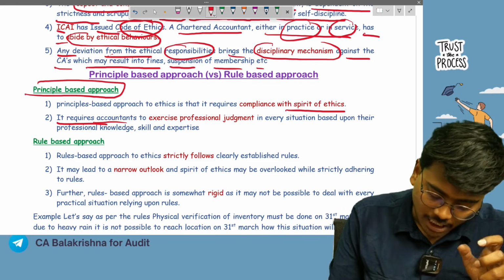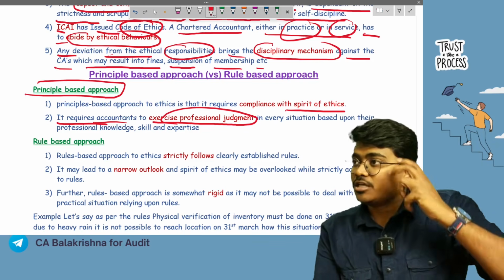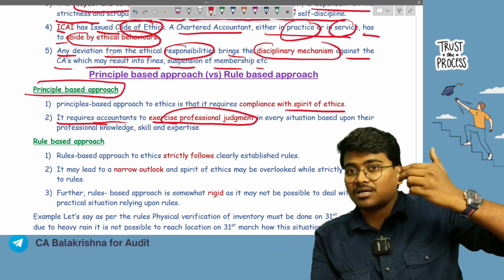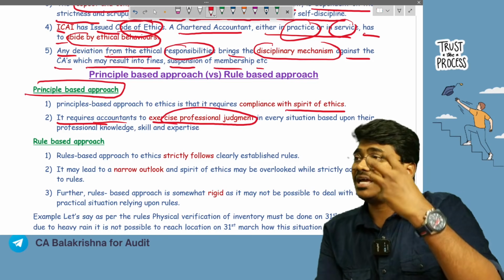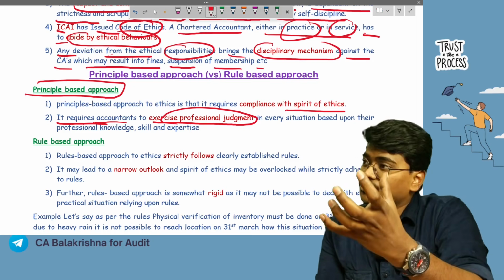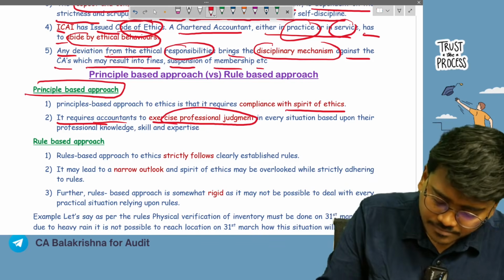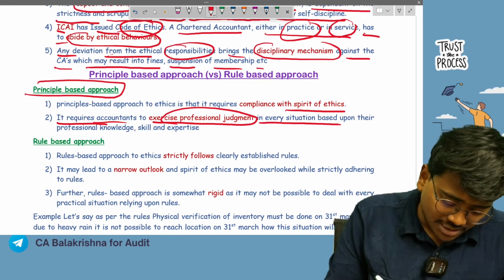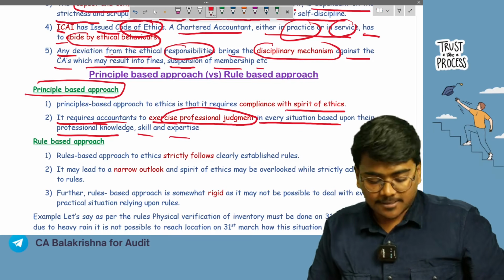It requires accountants to exercise professional judgment. Obviously, if you follow ethics through this principle based approach, you have to exercise certain professional judgment for complying with the ethics in every situation, based upon their professional knowledge, skill and expertise.